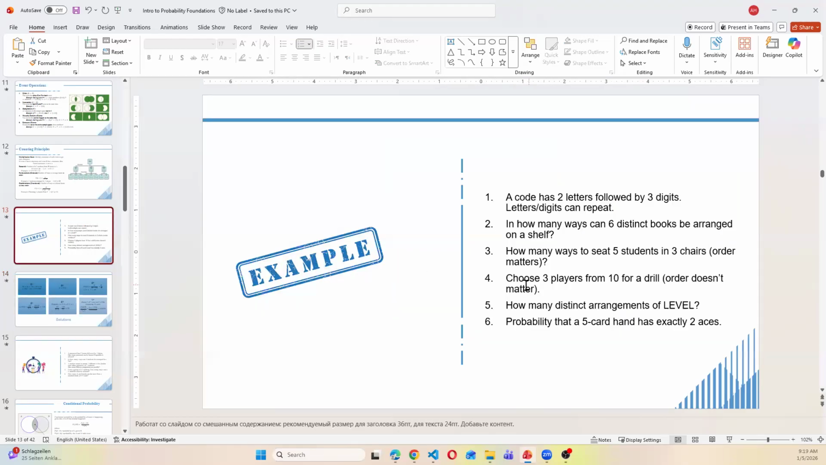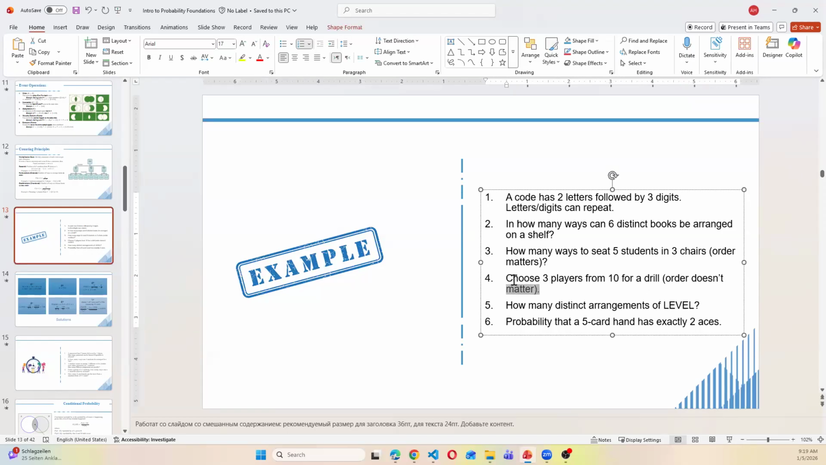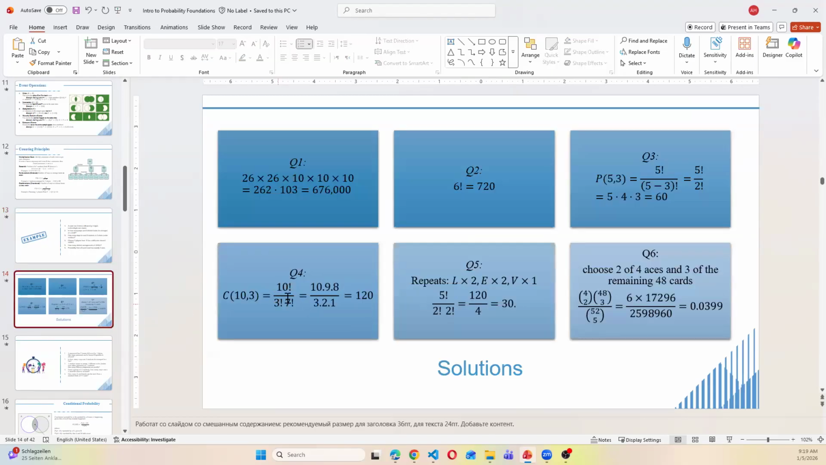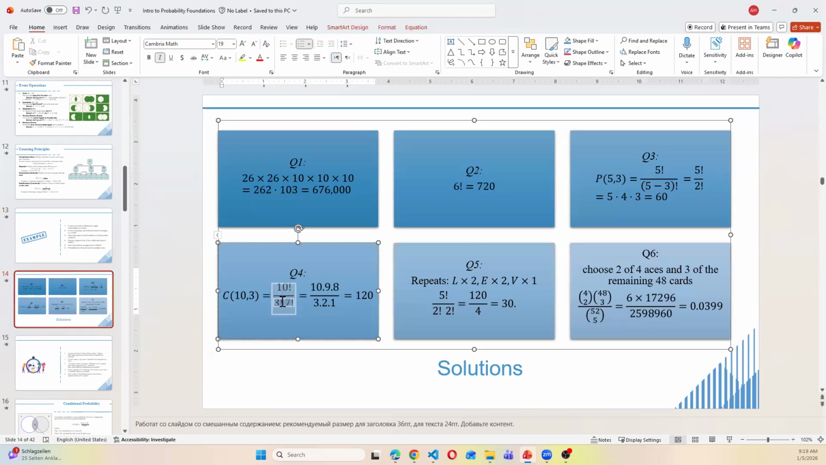And for the other one, choose 3 players from 10 for a drill. Order does not matter. So is it combination? You can see it's 10 factorial divided by (10 minus 3), which is 7 factorial, times 3 factorial, which is 120. So here it's combination, and you can see how to write it.